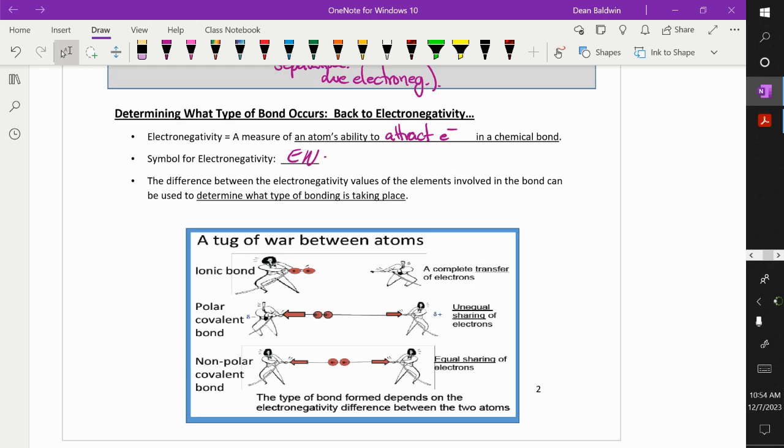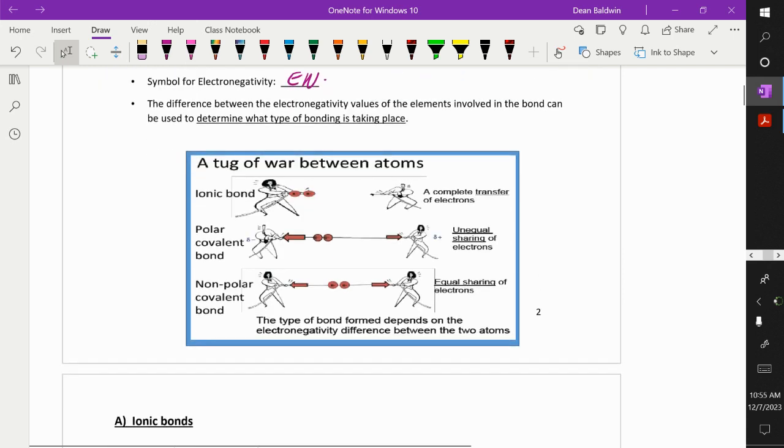And then in the past, you would say a covalent bond is the sharing of electrons. But there's two types of sharing. There's equal sharing and there's non-equal sharing. Equal sharing is non-polar. So they're pulling equally. The electronegativities are very similar. A polar covalent is unequal sharing, but not a complete transfer.